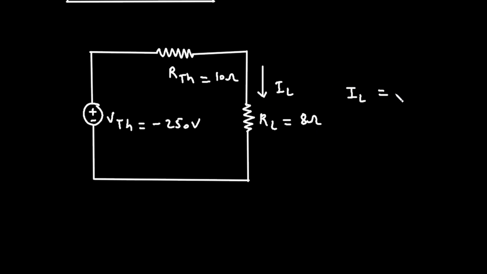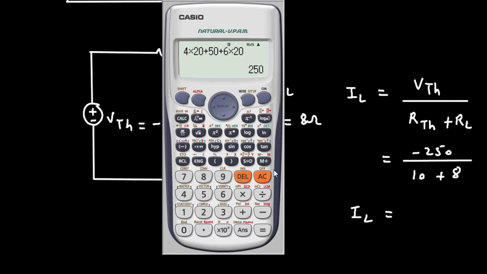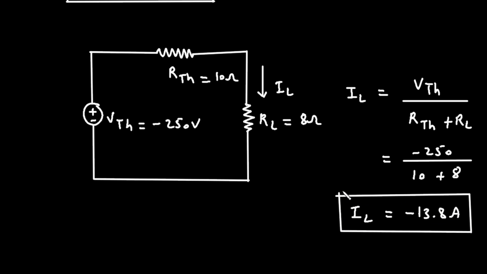The formula to calculate IL is VTH upon RTH plus RL. The value of VTH is minus 250 divided by RTH value is 10 plus RL value is 8. So if we solve this, we get IL is equal to, let's solve this in calculator, minus 250 divided by 10 plus 8. So it is minus 13.8 ampere.